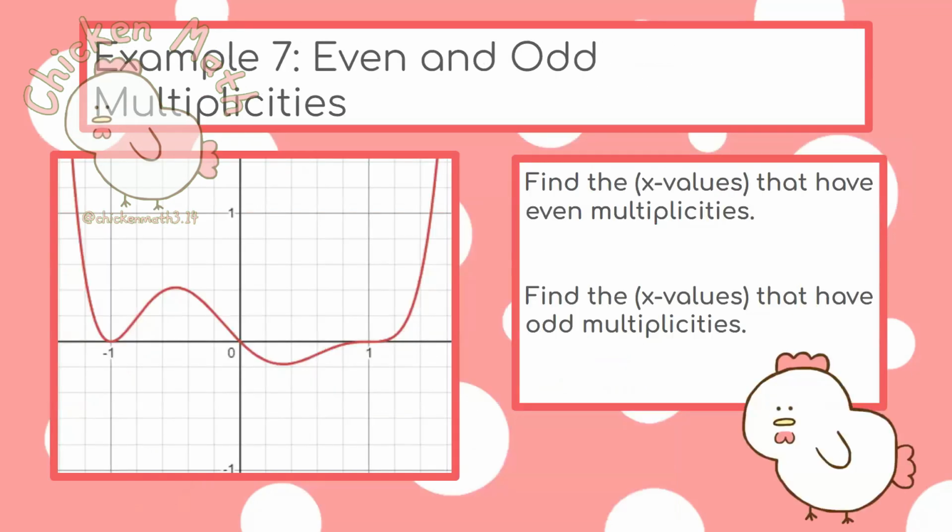All right, so how does this apply to our graphs? How do even and odd multiplicities apply to our graphs? So it's going to talk about if our graph crosses the x-axis at the zero or bounces off it. Again, if it's even, it'll bounce, and if it's odd, it'll cross.